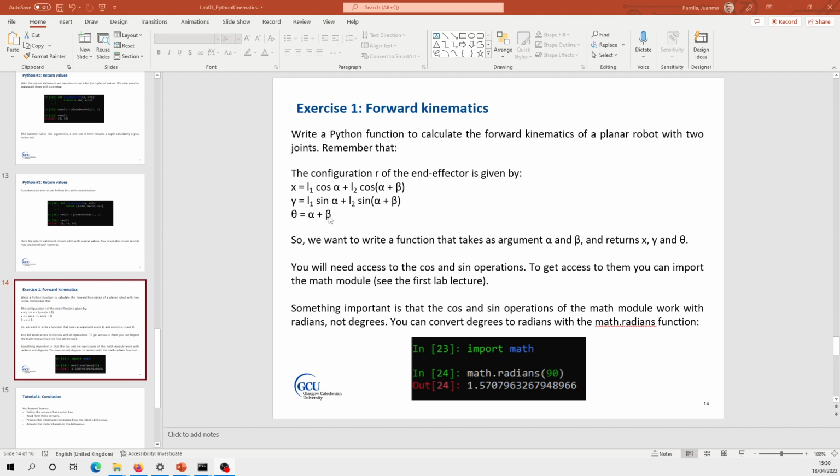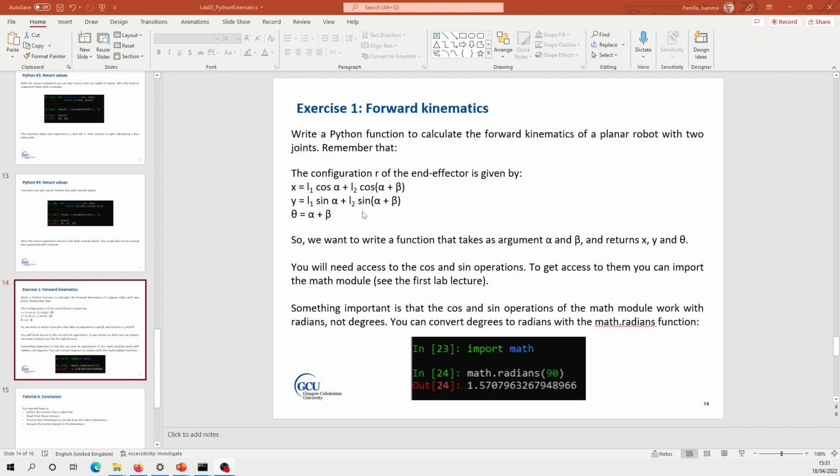So the idea is to write a function that takes as arguments alpha and beta, and also we will need to know the lengths of the links. We have two links, so we need to know their sizes. And then it's going to return x, y, and theta. So we provide the angles of the joints, and it's going to give back to us the position and the angle of the end effector.